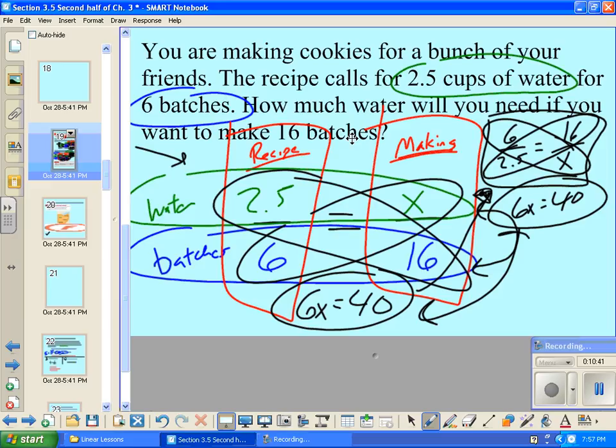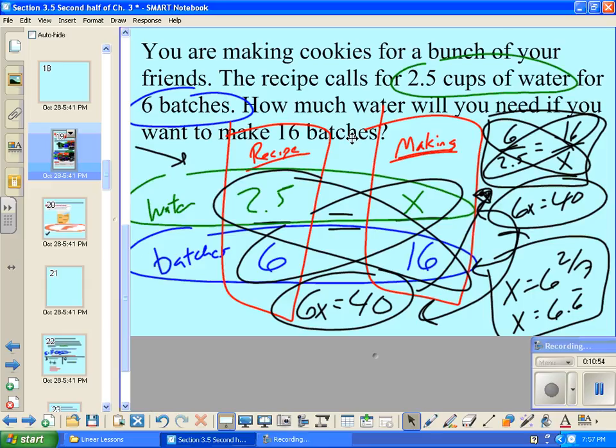Finishing up the problem here, 6x equals 40. If I divide both sides by 6, I get x equals 6 2/3, or x equals 6.6 repeating. Either of those answers would be acceptable, but 6 2/3 batches makes sense. So there's a second example of showing how, if we stay consistent, we'll get the correct answer for our problem that sets up with a proportion.